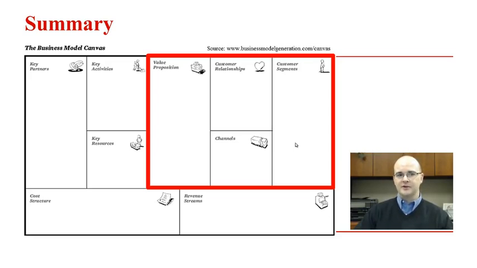Next time, we'll talk about key partners and activities, resources, and we'll spend a bit of time talking about financials and the cost structures and revenue streams of the organization.